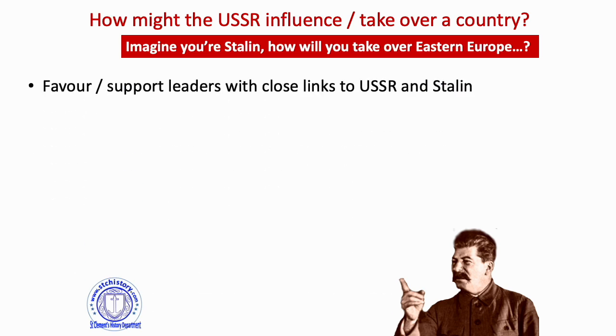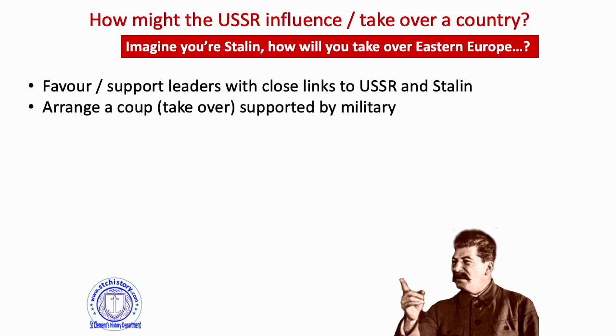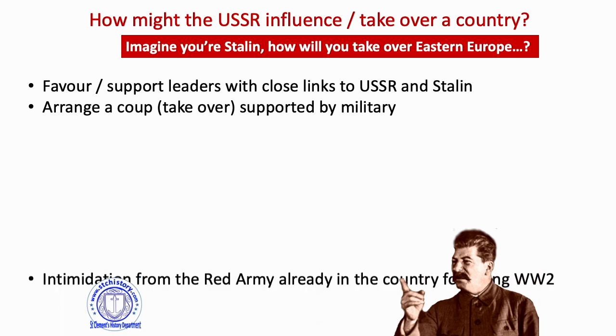All right, welcome back. So first of all, he could favour or support leaders with close links to the Soviet Union and to him. So friends, if you like, friends in high places. He could also arrange a coup or a takeover supported by the Red Army. Now, that would not look good, would it? To Truman on the West, that would absolutely make sure that it looked to America, at least, that the Soviets were aggressively spreading their communism across Europe, and would support the telegram.